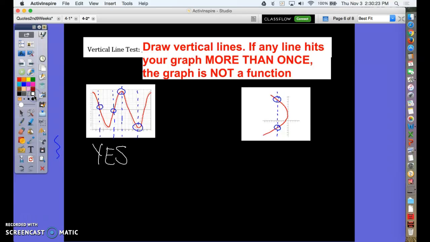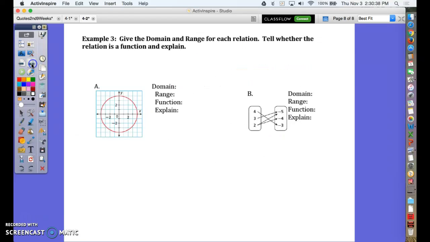Is this a function? We would say no, this is not a function. If I asked you why, you would say it does not pass the vertical line test. Okay, so it only has to fail in one part for it to not be a function. So let's look at example 3. Give the domain and the range and tell whether it's a function and explain.